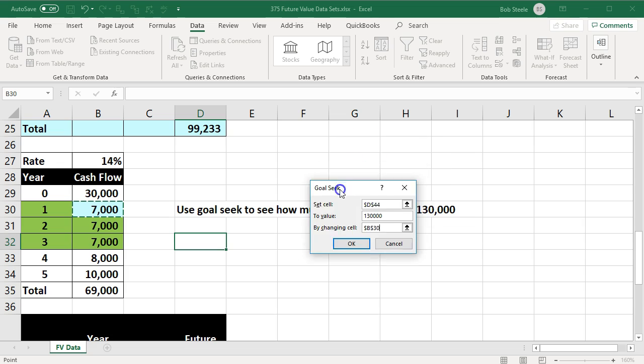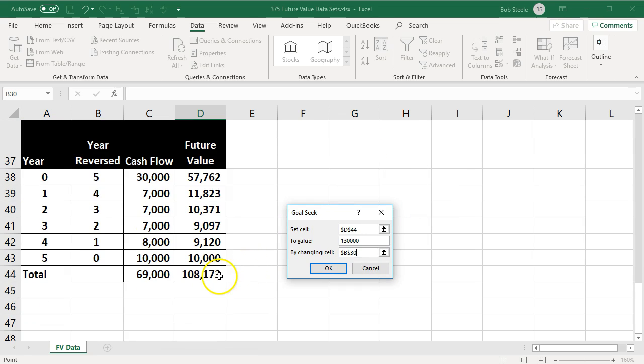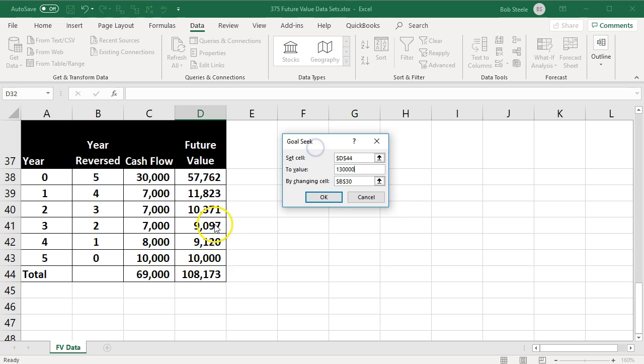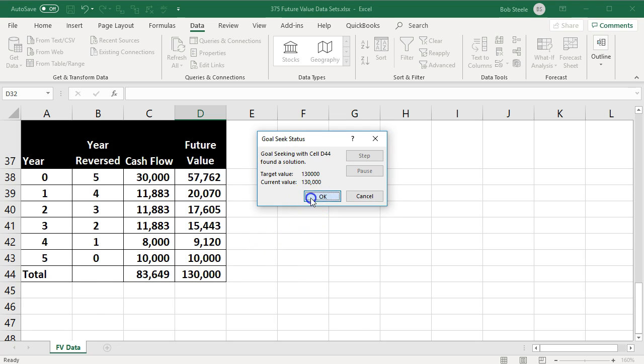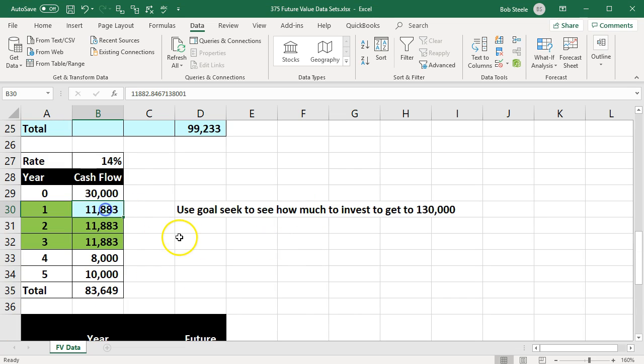So let's think about that again. We're going to say, all right, Excel, this cell, please, would you make that in this cell, D44B, 133,000. We want you to just make that be 133,000 by adjusting a cell that's related in this calculation, which is the interest cell. So I'm going to say, okay. And there we have it. So now it adjusted this one.